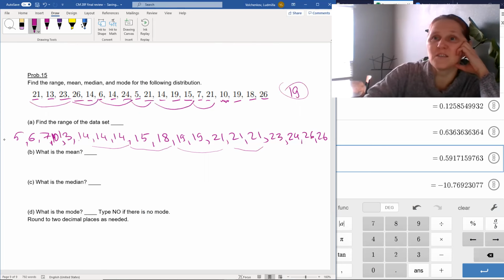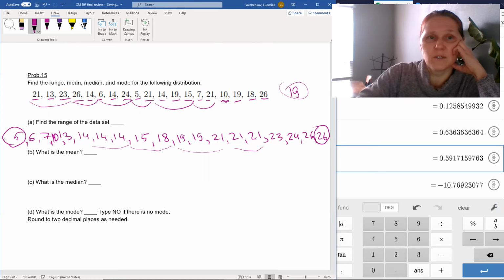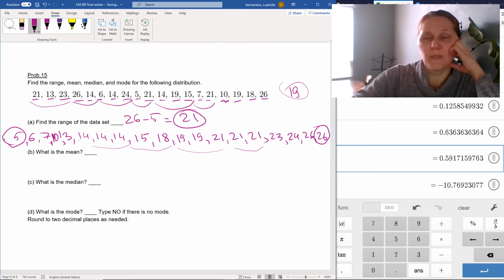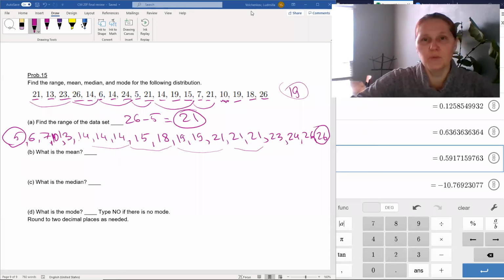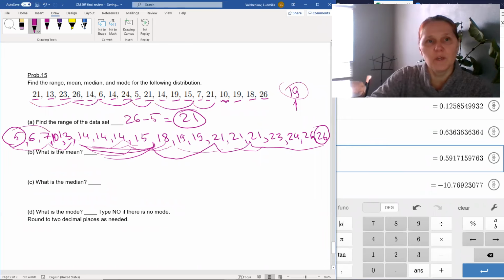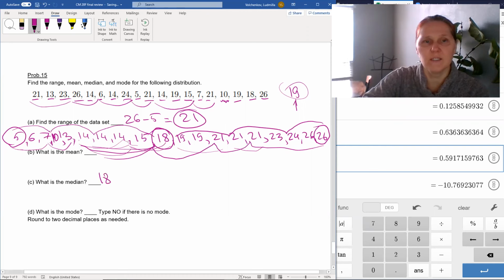Now we can easily find the range of this data set. We take the first number and the last number. 26 minus 5, 21 is the range. To find the median of the set, we need to find the middle of this arranged data. We have 19, which is 9, 9, and 1. So let us go 9 numbers from the left, 9 numbers from the right, and we have 18 in the middle. So the median is 18.